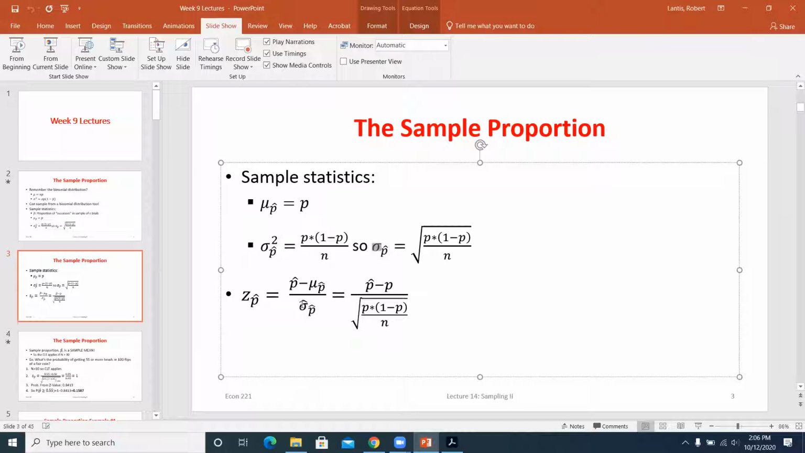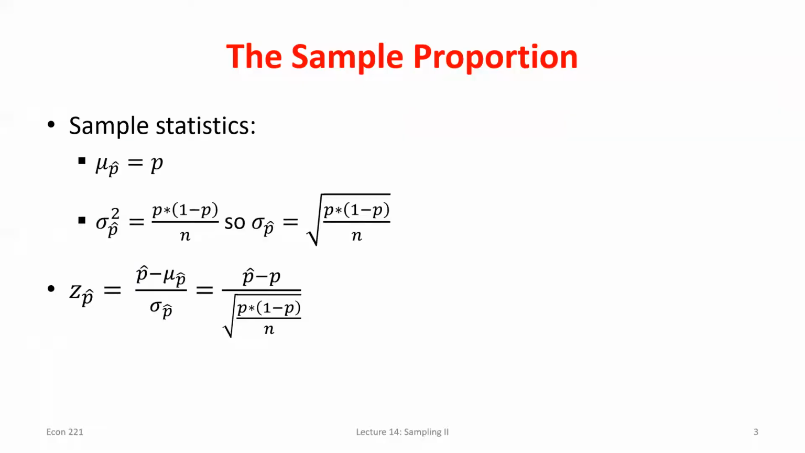So we'll copy this here. There we go. Dividing by the standard deviation of my sample proportions. Now we know that the mean of my sample proportions is just whatever the true population proportion is. And the standard deviation will be equal to the square root of p times 1 minus p over n.